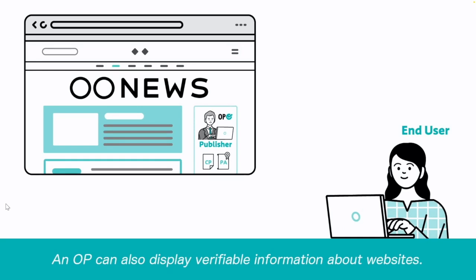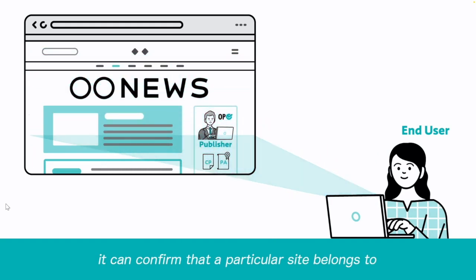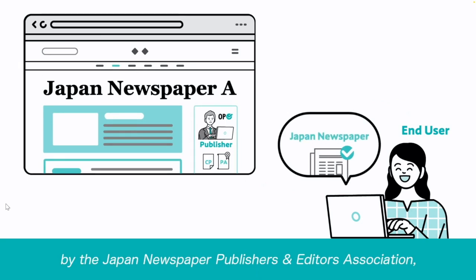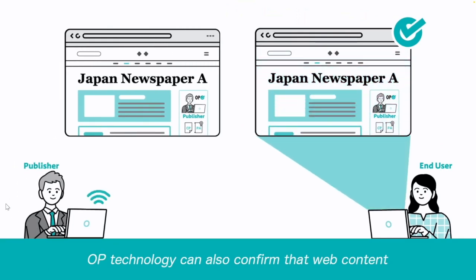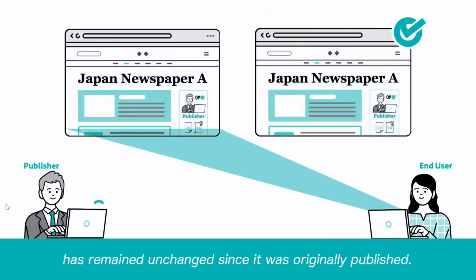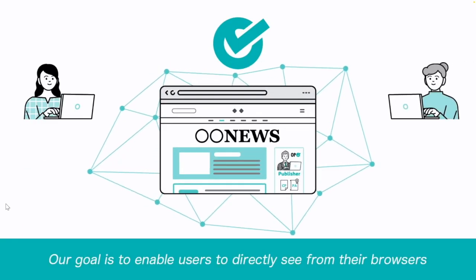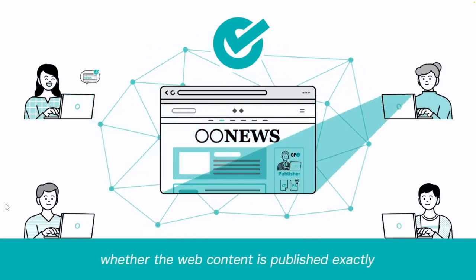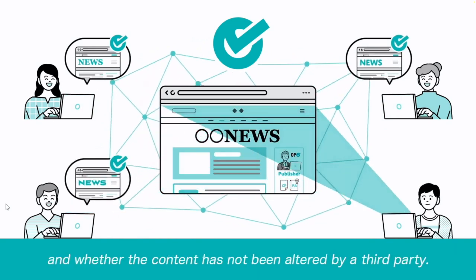An OP can also display verifiable information about websites. For instance, it can confirm that a particular site belongs to Japanese newspaper company A and that this has been certified by the Japan Newspaper Publishers and Editors Association, of which company A is a member. OP technology can also confirm that web content has remained unchanged since it was originally published. This helps prevent malicious alterations by third parties. Our goal is to enable users to directly see from their browsers who owns a website, whether the web content is published exactly as the site owner intended, and whether the content has not been altered by a third party.